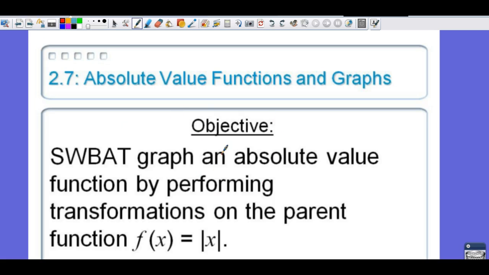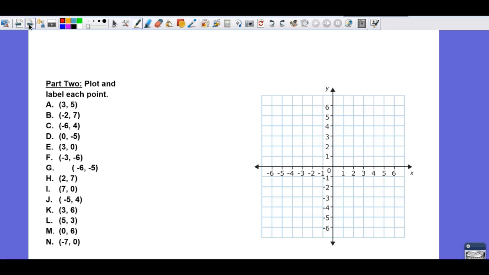Graphing an absolute value, the parent function is y equals absolute value of x. So what we're going to do is apply transformations to this parent function. I want to start by plotting some points so that we can get extra practice in, because I noticed when we were making our tables that one of our issues was not knowing how to plot the points we got in our table.